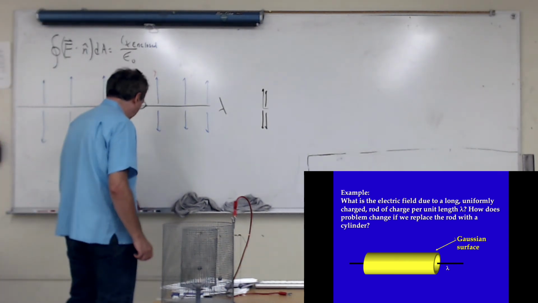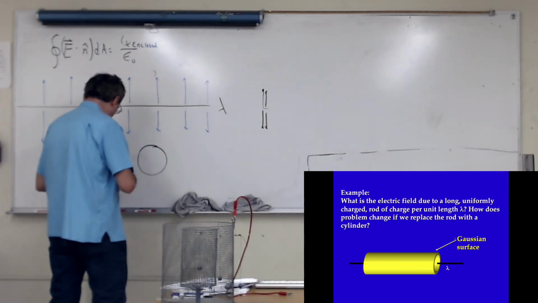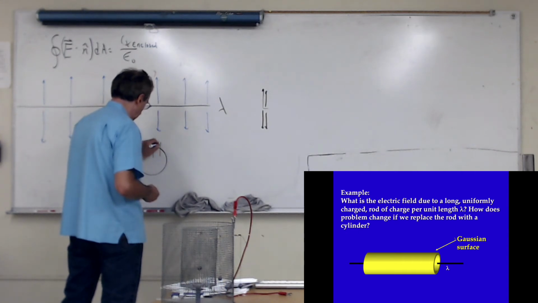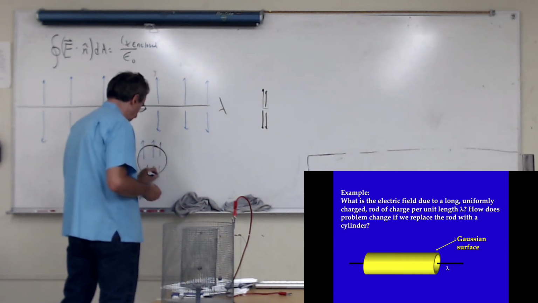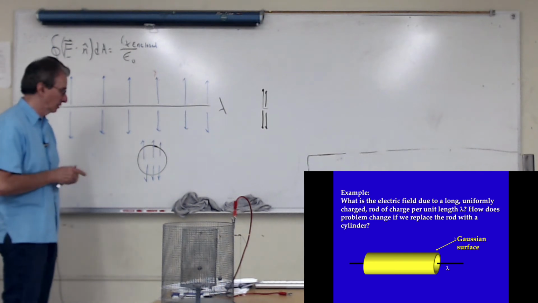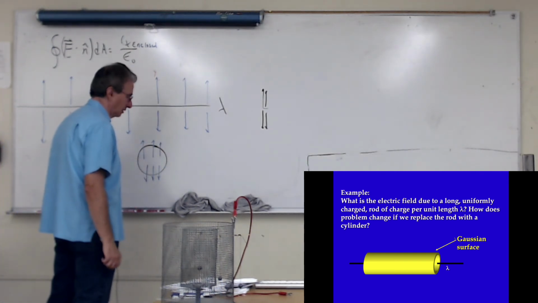Because if I draw a sphere, and the field lines are doing this, then there's no way in the world I could pull the E dot n out of the integral. And so I won't be able to solve for E. It's too hard.